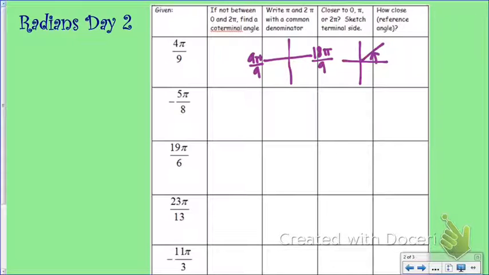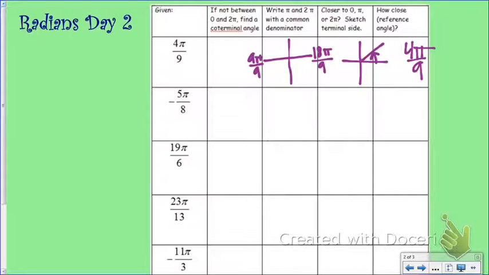Now the last question, it says how close. So how close is it to the horizontal line? How close is 4 pi over 9 to 0? And in this case it is 4 pi over 9 away, which means 4 pi over 9, that's my reference angle. So we're going to try another, negative 5 pi over 8.